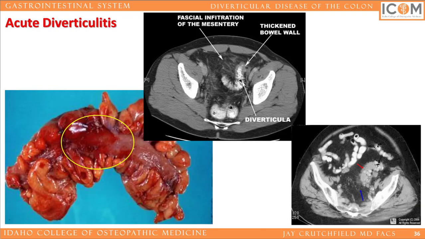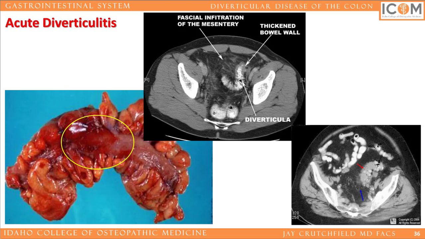These images show acute diverticulitis. The image on the left, with the yellow ellipse, shows a segment of resected colon with an area of inflammation, induration, and erythema consistent with an acutely infected and inflamed diverticulum. The CT image in the center, despite the spelling error, shows mesenteric inflammation.